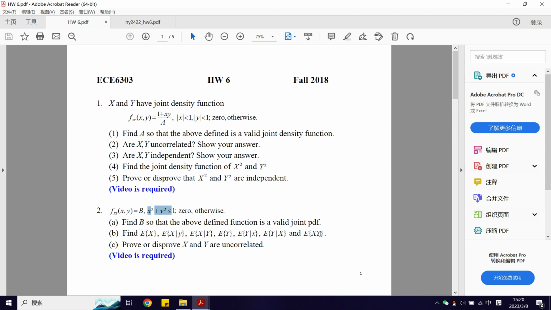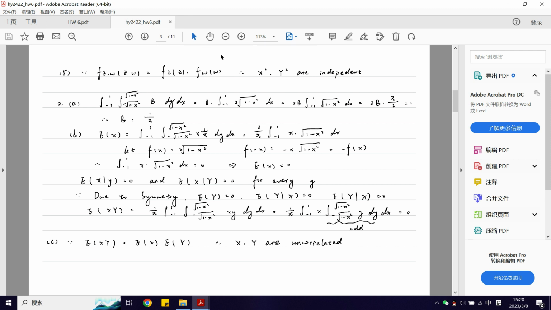In the second question, we need to find the expectation of x given y, x given big Y, y given x, y given big X, and the expectation of XY.